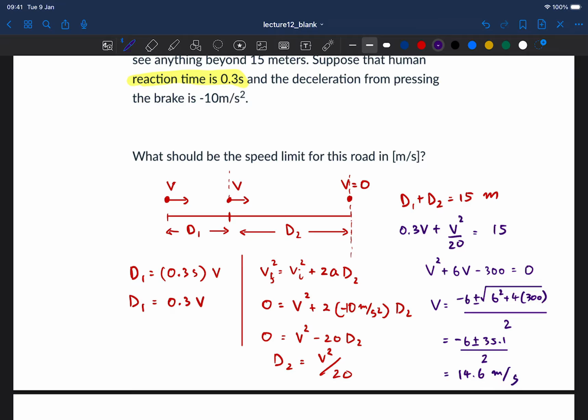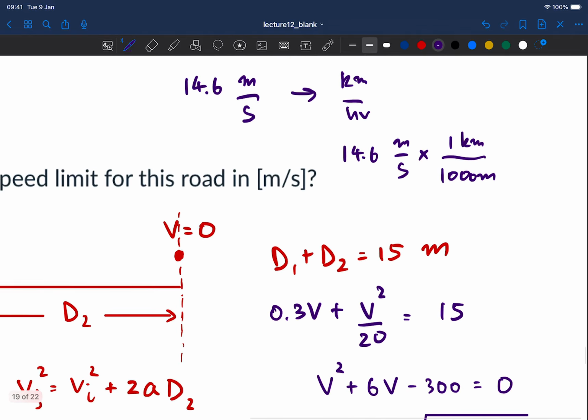Let's do unit conversion quickly so that you know, because you don't drive in meters per second, you drive in kilometers per hour. So 14.6 meters per second going to kilometers per hour. So how do you do that? Well, 14.6 meters per second multiplied by the first factor, which is 1 kilometer divided by 1,000 meters. And then I want 1 hour down here.